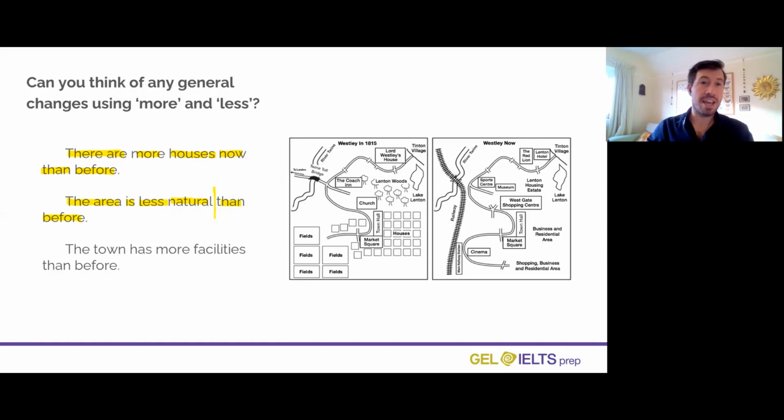And then another thing we could say, we mentioned the facilities before, and with facilities, because we're talking about the town, we're using one with a verb, so we need the verb noun collocation. And when we talk about facilities, you would say a town has facilities. Those two go together. So here we're saying the town has more facilities than before. Again, you could say the town has more facilities now than before, but you don't need to include that now. It's implied within the sentence. So this is exactly what you want to be doing when you're comparing maps.